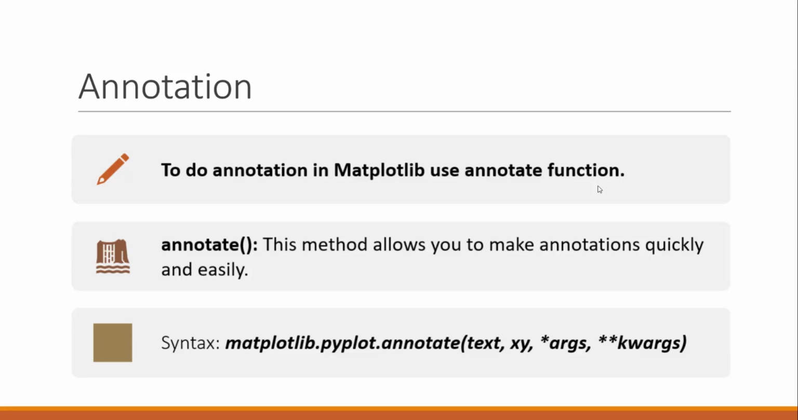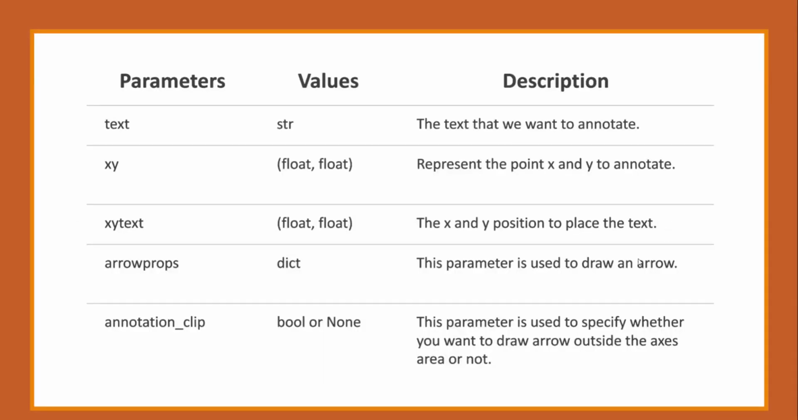The annotate method allows us to make annotations quickly and easily, and it allows us to add text to the plot in the same way the text function does. And the syntax of the annotate function is matplotlib.pyplot.annotate, and in parentheses we pass different parameters. The first one is text, the next one is xy, after that arguments, and we also have keyword arguments. So let's have a look at the parameters.